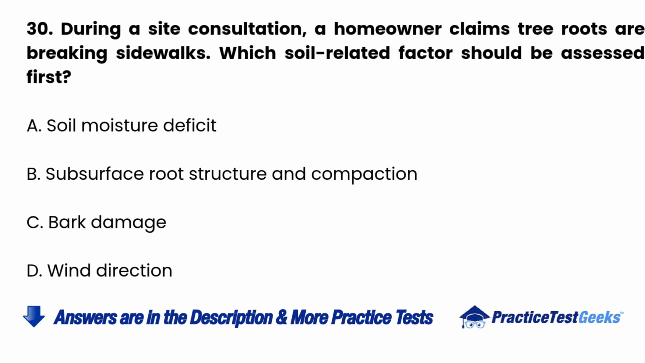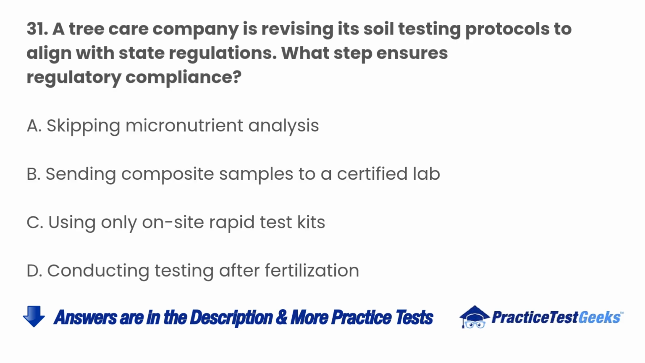30. During a site consultation, a homeowner claims tree roots are breaking sidewalks. Which soil-related factor should be assessed first? A. Soil moisture deficit. B. Subsurface root structure and compaction. C. Bark damage. D. Wind direction.